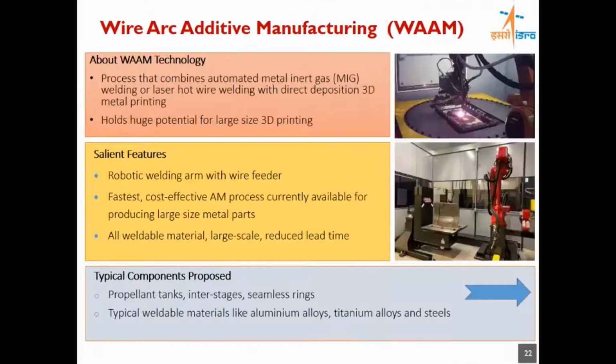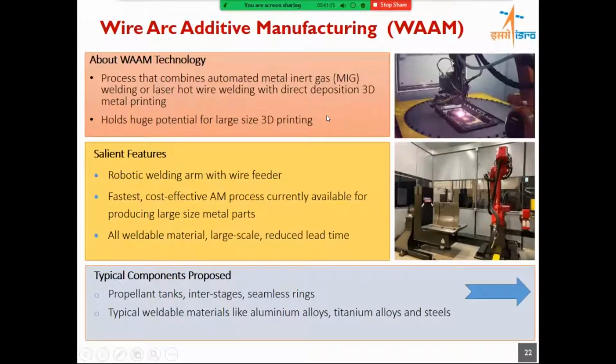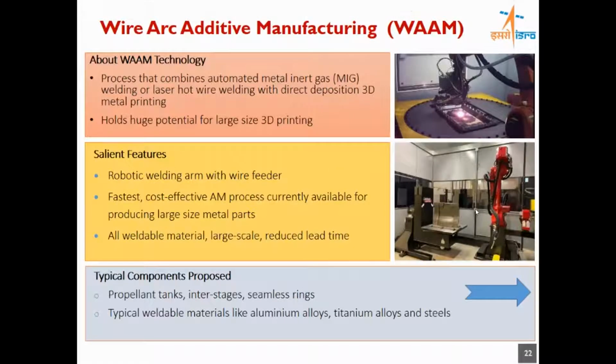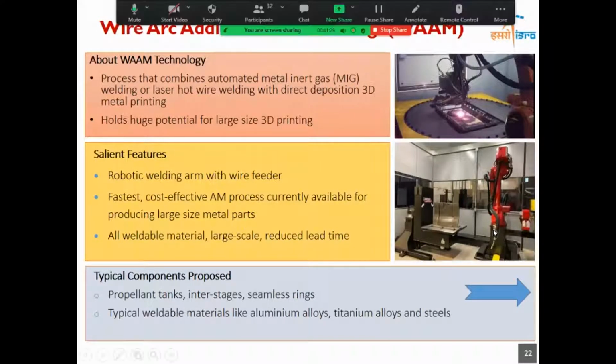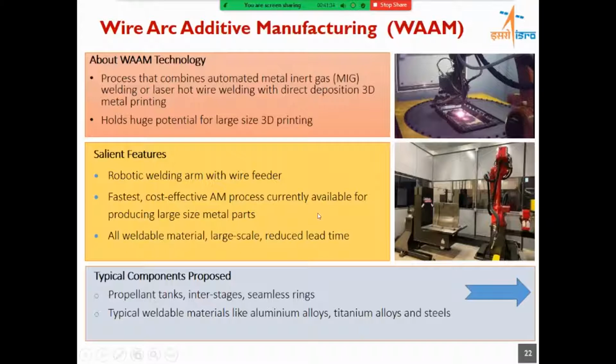And then there is another technique called wire arc additive manufacturing, which is nothing but a combined process of MIG along with laser or hot wire welding to get the 3D printed components. And here it is nothing but a robotic welding arm with a wire feeder, which can print parts; the size is limited by the reach of this robotic arm. So all weldable materials or large scale components can be 3D printed through this wire arc technique. Typical weldable materials are aluminum alloys, titanium alloys, steels, etc. All the alloys which can be welded can be made through this route.